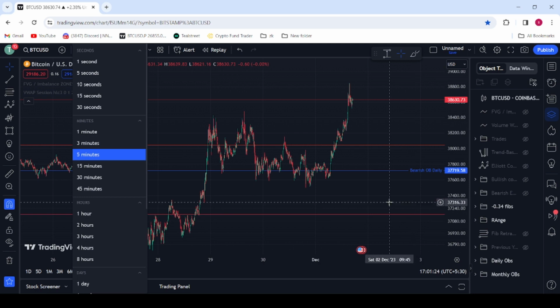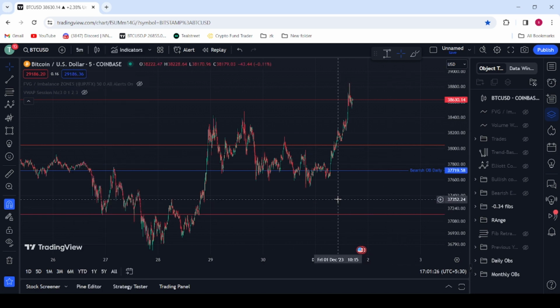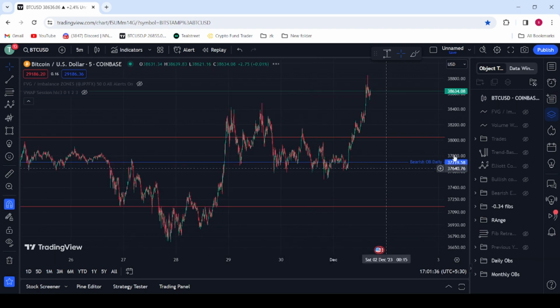So first of all, let me tell you that this is not financial advice, and this is purely educational, and this is demo trading, and not with real money. Okay, going to share the trades I took.